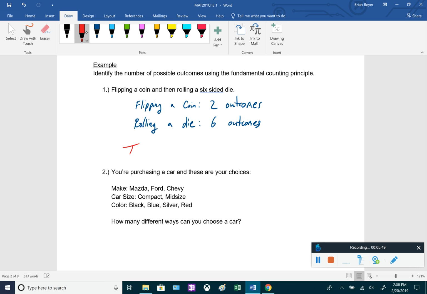So thanks to the fundamental counting principle, the total number of outcomes we multiply is going to be 2 times 6. So 2 times 6, which is 12 outcomes, which we already knew because we listed them out on the previous page with the tree diagram.